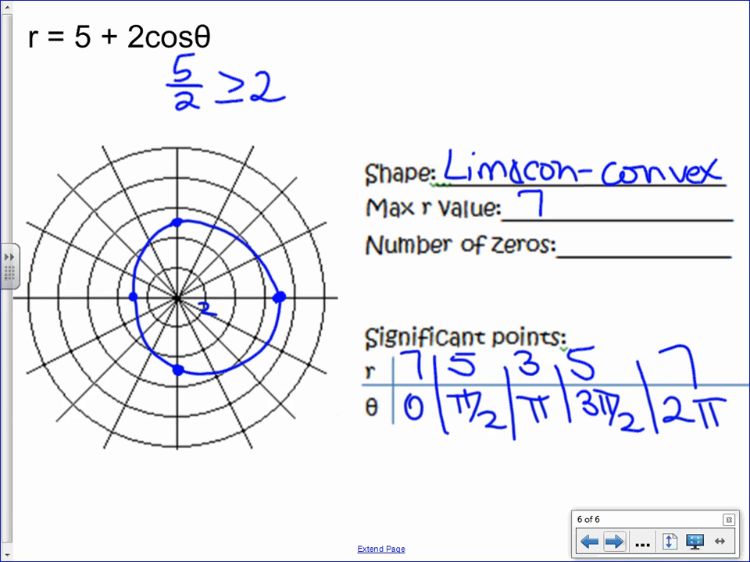Really, limacons are not difficult to graph because our significant points are very easy. The biggest thing you need to remember is what kind it is and what that's supposed to look like. Everything else we can just plug and chug, if you will, to get these significant points, but just remembering what it looks like is the biggest thing. Now, how many zeros do we have? None. The convex and the dimples never go through the pole, so we are not going to have any zeros.